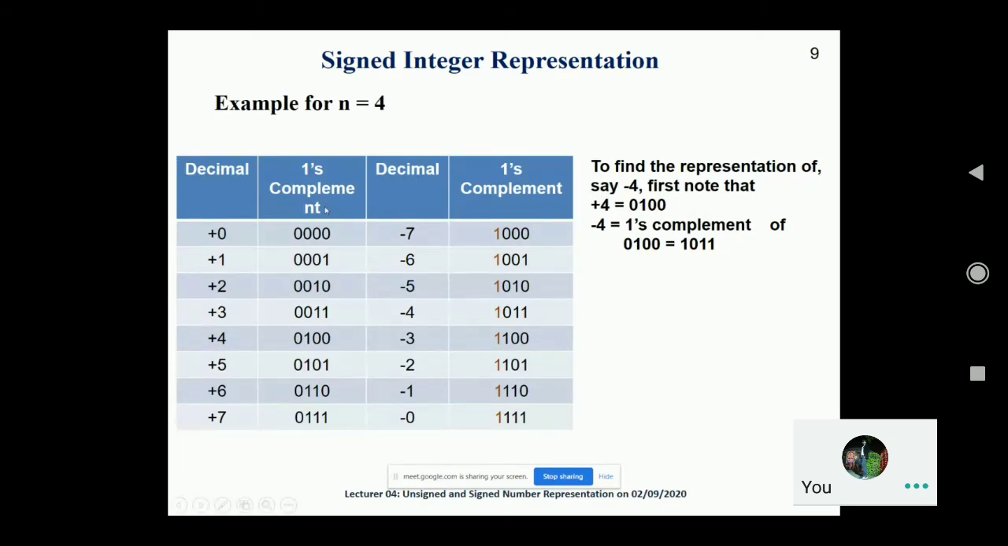See here, if we are using +2, because n equal to 4, we are writing here 0, 0, 1, 0. Now see here, where is the -2? -2 is just the 1's complement of +2. So 0, 0, 1, 0 is +2 and 1, 1, 0, 1 is the -2.